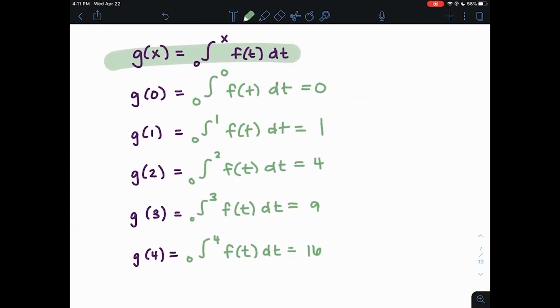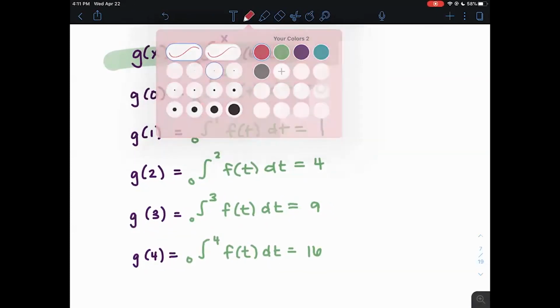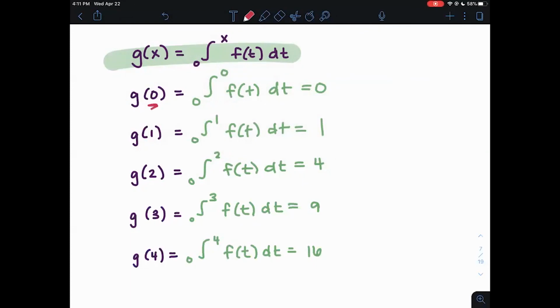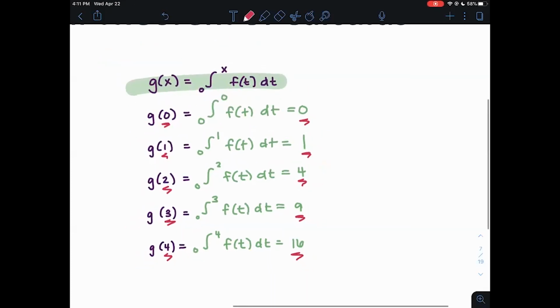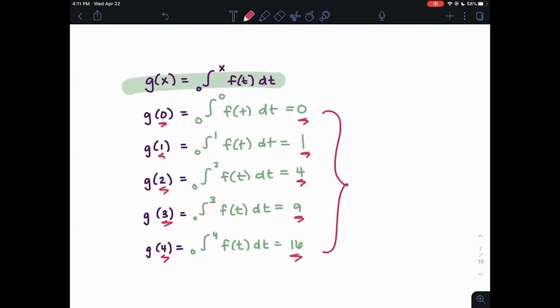And if we look at what's starting to happen here, look at your points. When x is 0, g of x is 0. When x is 1, g of x is 1. When x is 2, g of x is 4. When x is 3, g of x is 9. When x is 4, g of x is 16. And that should be starting to look like a pattern that you should know really well. That is a quadratic pattern right here. And this is telling us that g of x is equal to x squared.